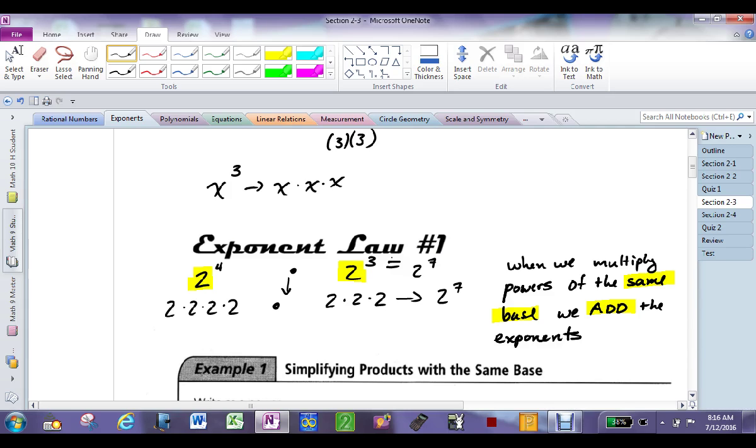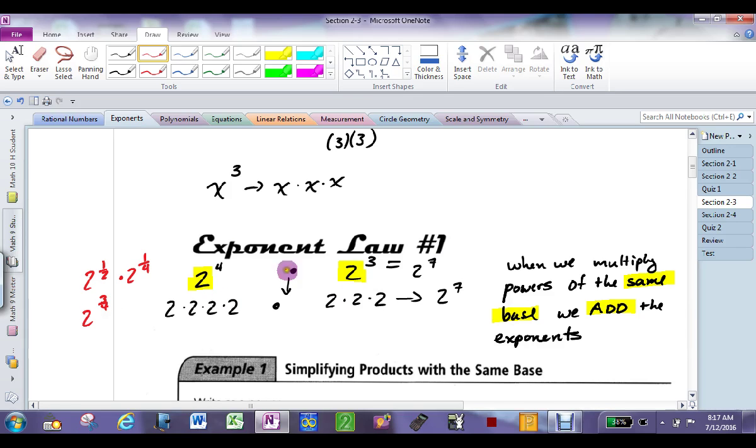Now, this doesn't happen to you guys in grade 9, but if I gave you this, 2 to the 1/2 times 2 to the 1/4, what would you do with those exponents? No. That's not 2 1/2. That's 2 with the exponent 1/2. So what would you do, Dylan? You would add them to get 2 to the 3/4. Correct? Even though it looks weird, that's what you would do. Because you have to add the exponents.